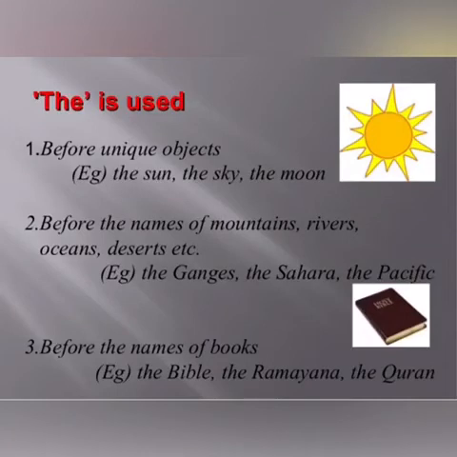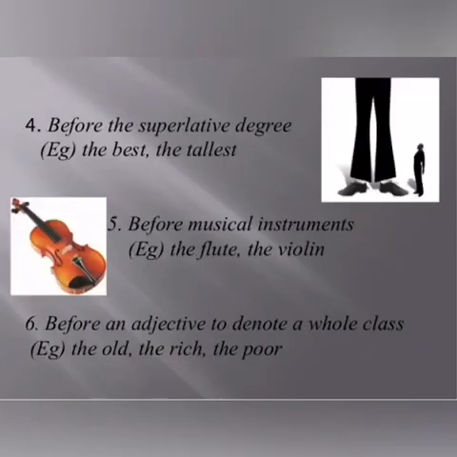Now let's see where to use the. The first thing you have to keep in mind is that before unique objects we use the. For example, the sun, the moon, the sky. Okay, you get it? We use the with the specific one. We use the before the names of mountains, rivers, oceans, deserts, etc. For example, the Ganges, the Pacific, the Bible, the Quran, and more things that are only one in the world.